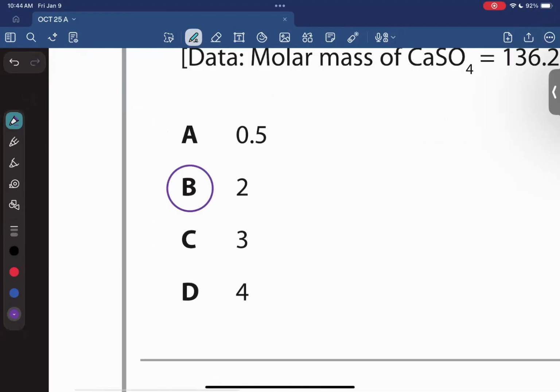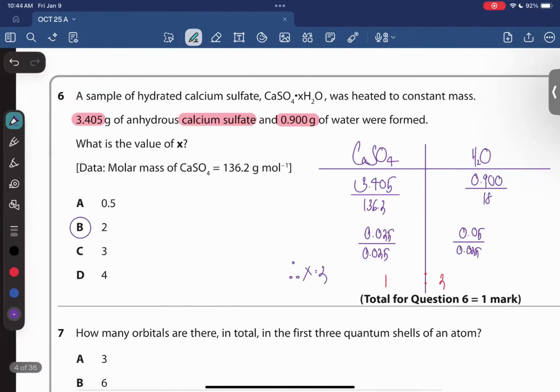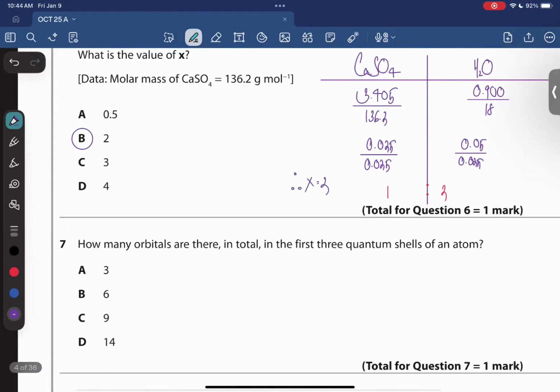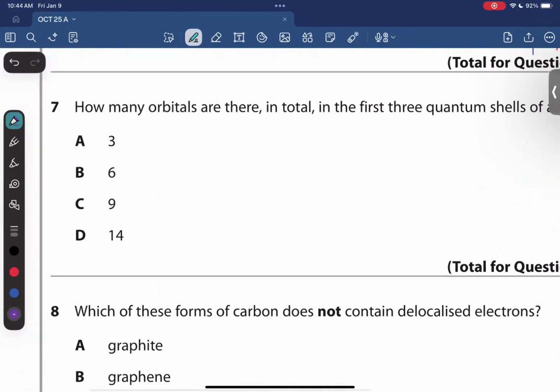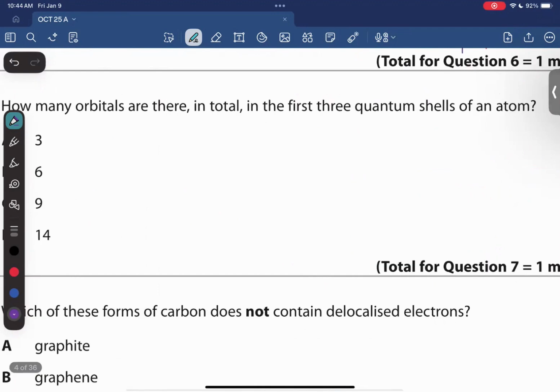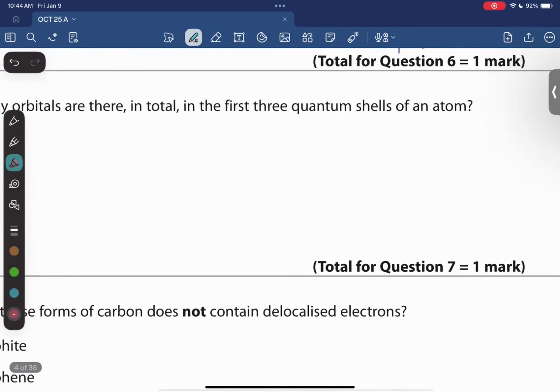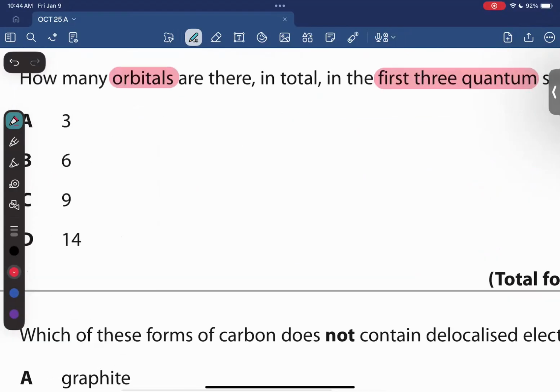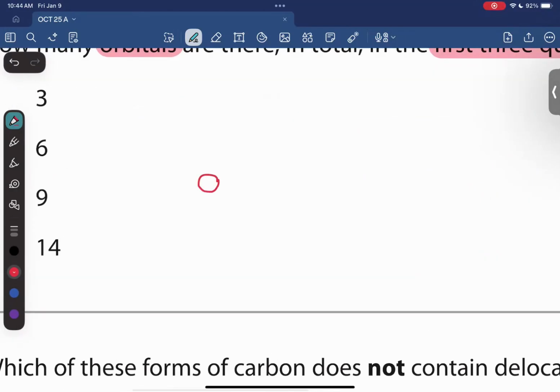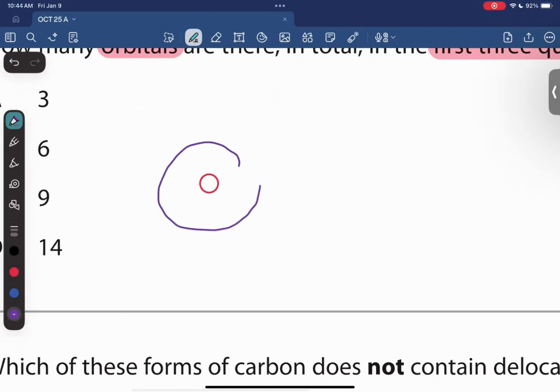Moving on, everyone. I hope you all are clear with this. Now, how many orbitals are there in total in the first three quantum shells of an atom? Let's just see it. It would be better if I draw the atom itself. This basically is the nucleus of the atom. Let's draw the shells first.